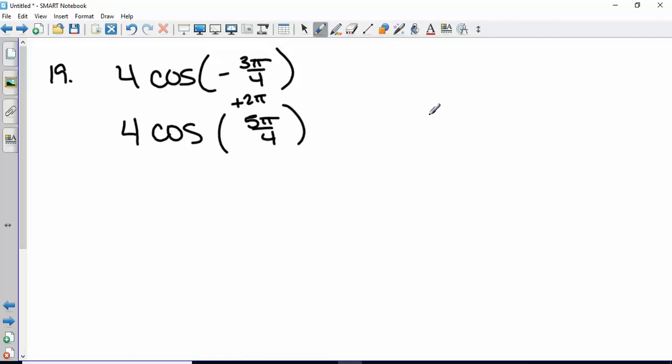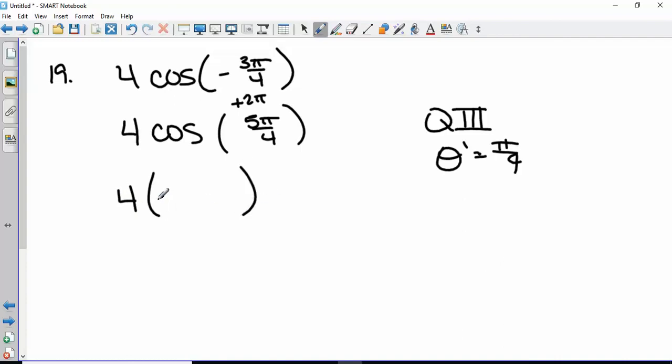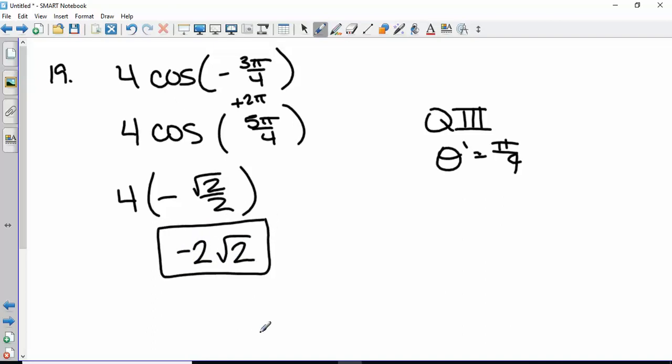What quadrant is that in? Quadrant 3. Reference angle is pi over 4, which is like 45 degrees. So in quadrant 3, is cosine positive or negative? What's the cosine of 45 degrees? So this would give me negative 4 radical 2 over 2, which reduces to negative 2 radical 2.